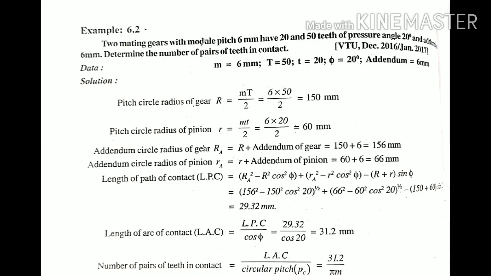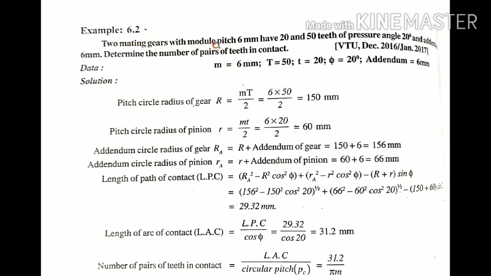So the first problem: two mating gears with module of pitch 6 mm have 20 and 50 teeth, the pressure angle is 20 degrees and the addendum is 6 mm. Determine the number of pairs of teeth in contact. This is the problem they asked in December 2016 and January 2017. As usual, for all numerical problems, the first step is we need to write the given data. Let me see it one by one now.